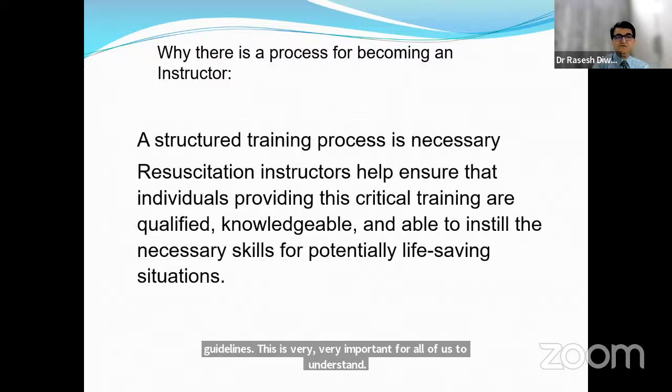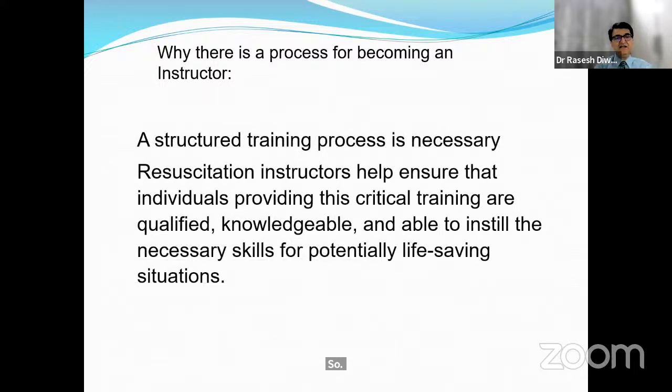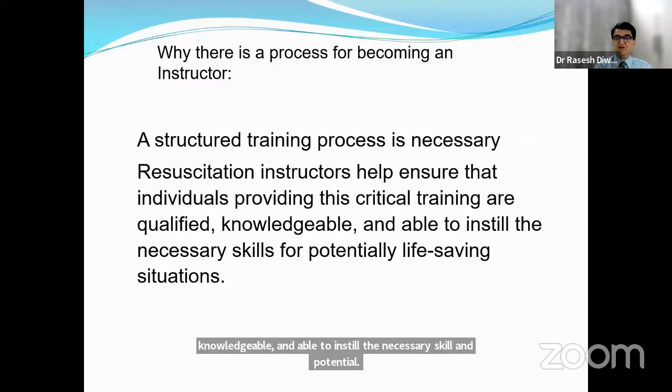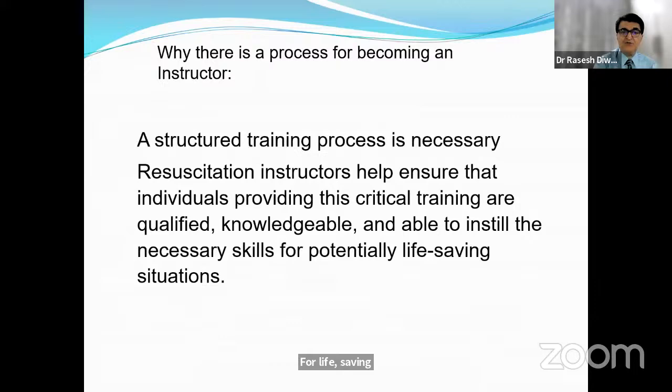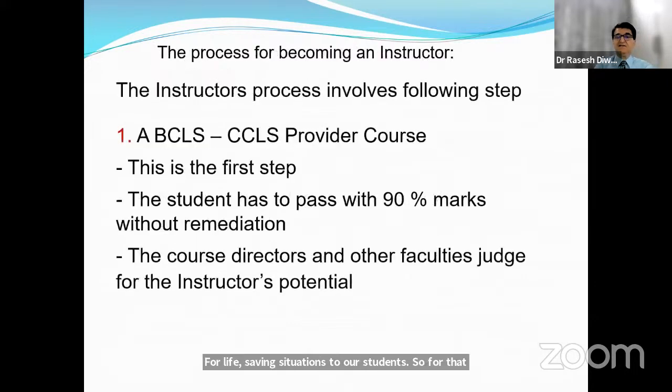So what is necessary is that when we make an instructor, a structured training process is necessary, and resuscitation instructors help ensure that individuals providing this critical training are qualified, knowledgeable, and able to instill the necessary skill and potential for life-saving situations in our students. So for that, a process is necessary, which otherwise sometimes people ask why we need a process.